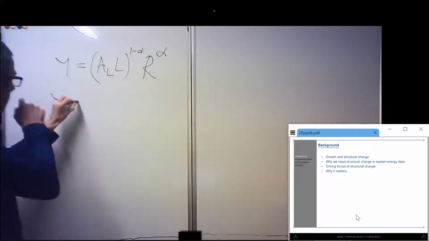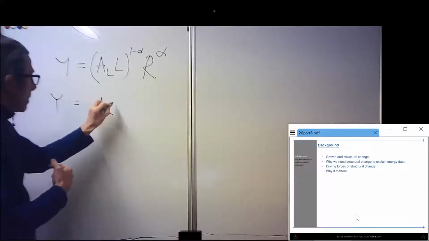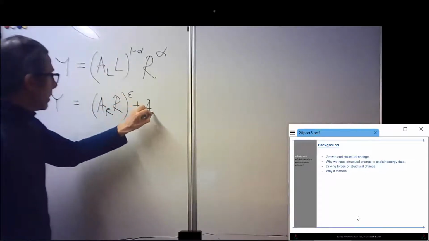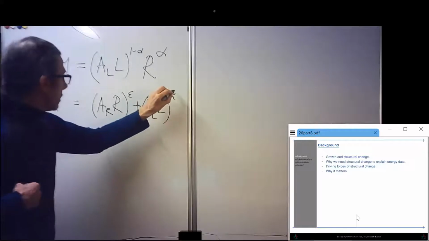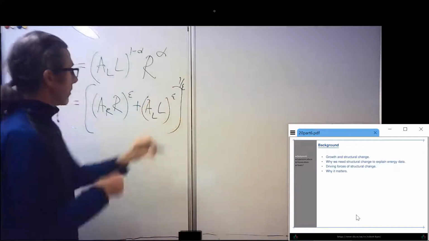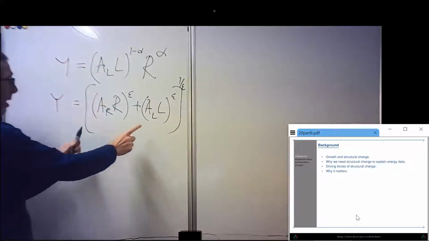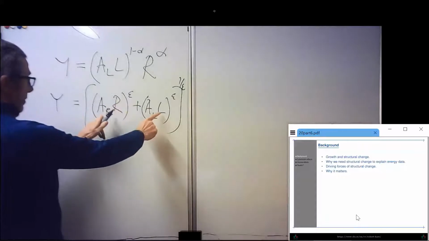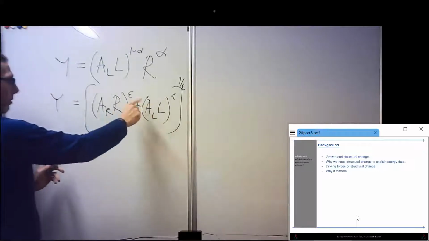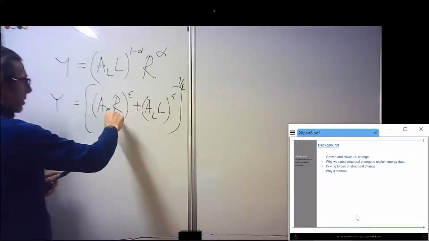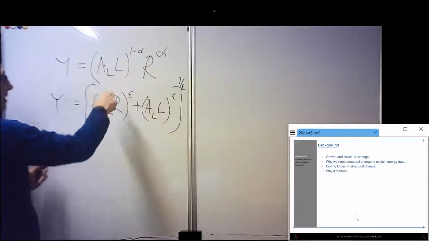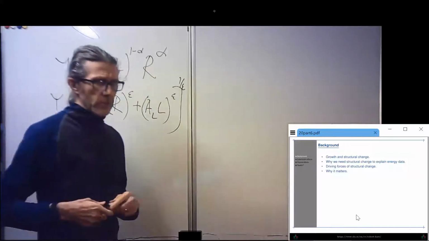One idea is to say, look, Y is (A_R R)^ε plus (A_L L)^ε, all to the power 1 over ε. Normally I'd have those the other way around, but of course it doesn't matter. In the short run, ε is negative, so there's poor substitutability. But in the long run, if, for instance, R goes down, A_R will go up to compensate. And we end up with an elasticity of substitution equal to 1.